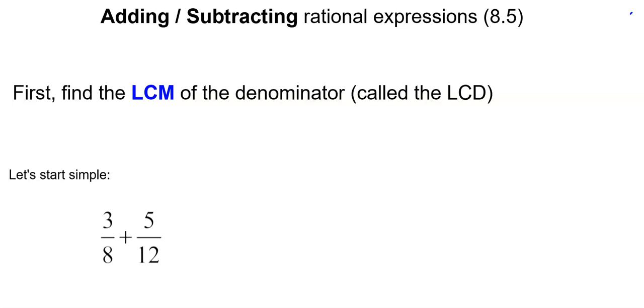And we've been simplifying rational expressions. A rational expression is a fraction, right? A ratio of numbers. So we're talking about more fractions, and we're going to add and subtract these. Let's start with a simple example, like you've done this kind of thing before, right? So you want to get an LCM, a least common multiple of 8 and 12.